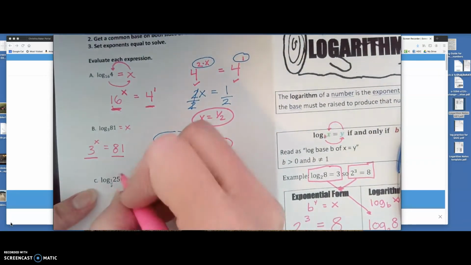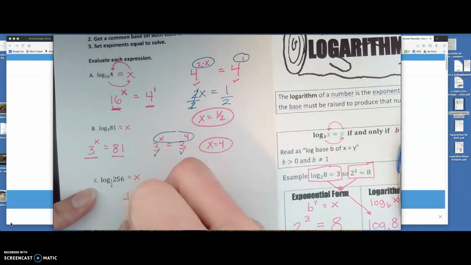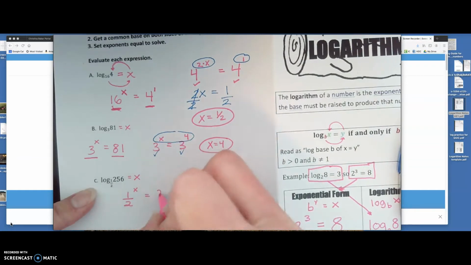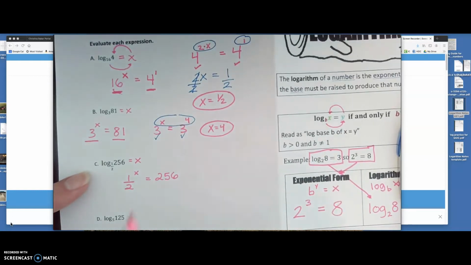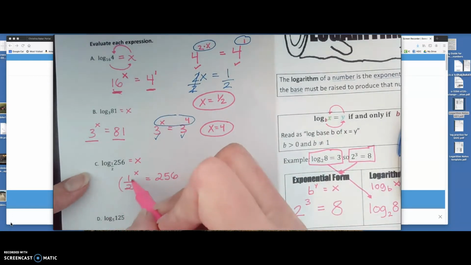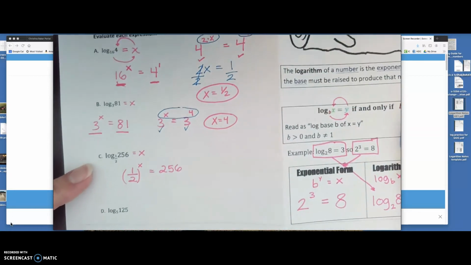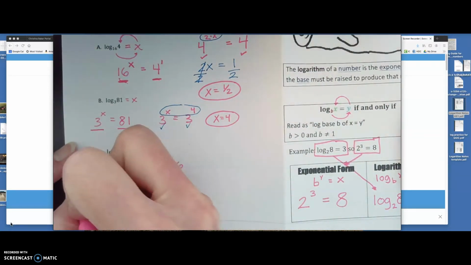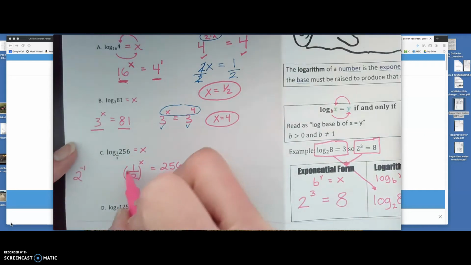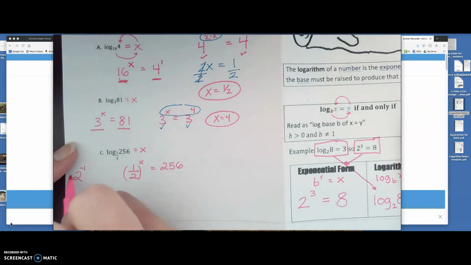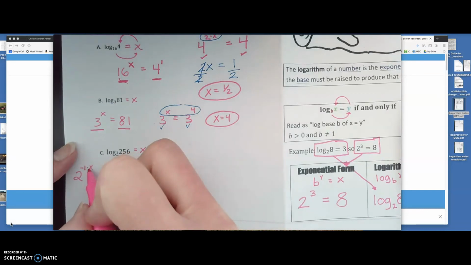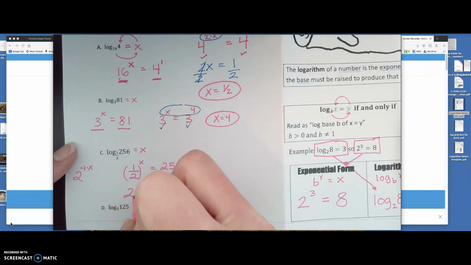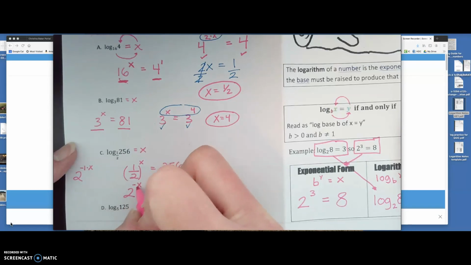Okay, for this one, set it equal to x, so I'm going to go 1/2 to the x power equals 256. So this one's a little more complicated. What I did is, because I knew that 1/2 is the same thing as 2 to the negative 1 power. So instead of working with fractions, I preferred to work with a base of 2, but then a negative exponent. And since there's already an x out there, I would have to multiply it by that x. So I rewrote this as 2 to the negative 1x, or just negative x is fine.